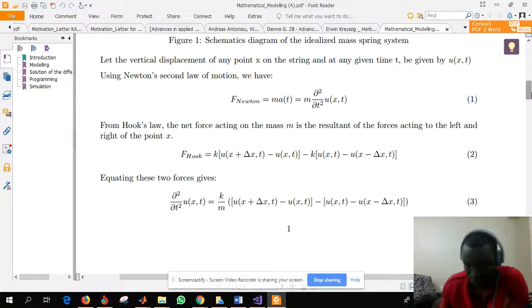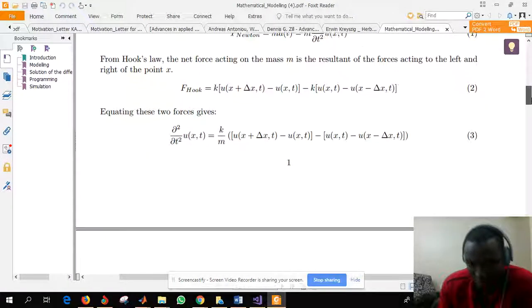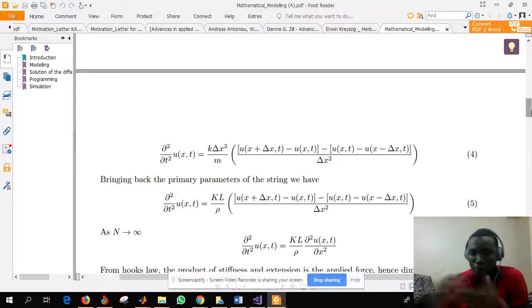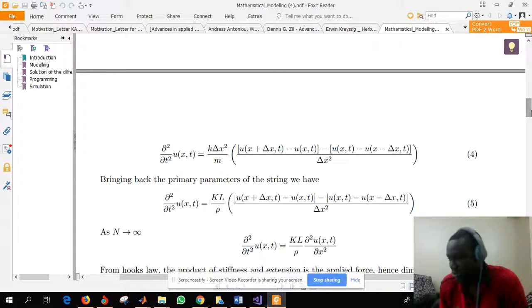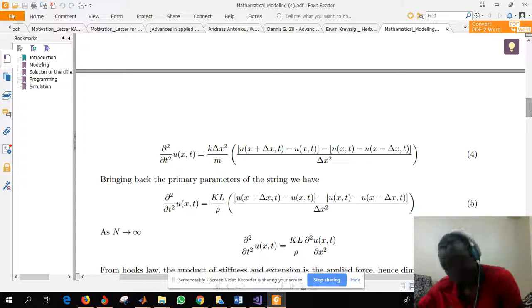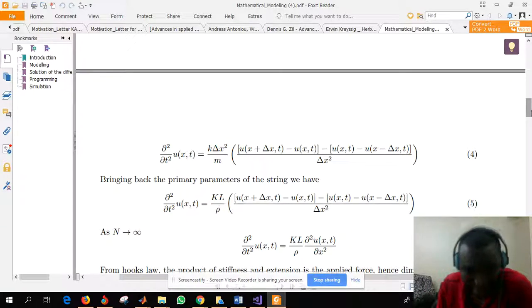So if we equate the two forces, we have equation 3. Then we do some algebraic manipulation and we end up with equation 4. Then if we bring back the original parameters, that is, rho, the actual stiffness constant of the string, and the length of the string, we end up with equation 5.